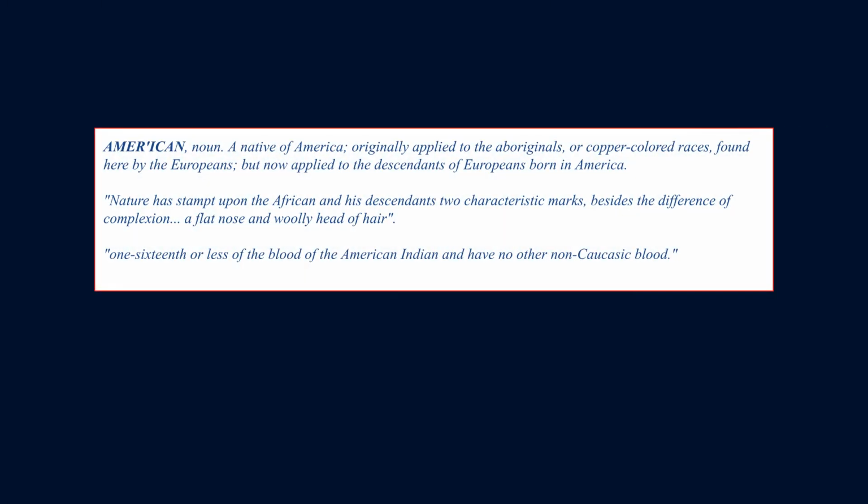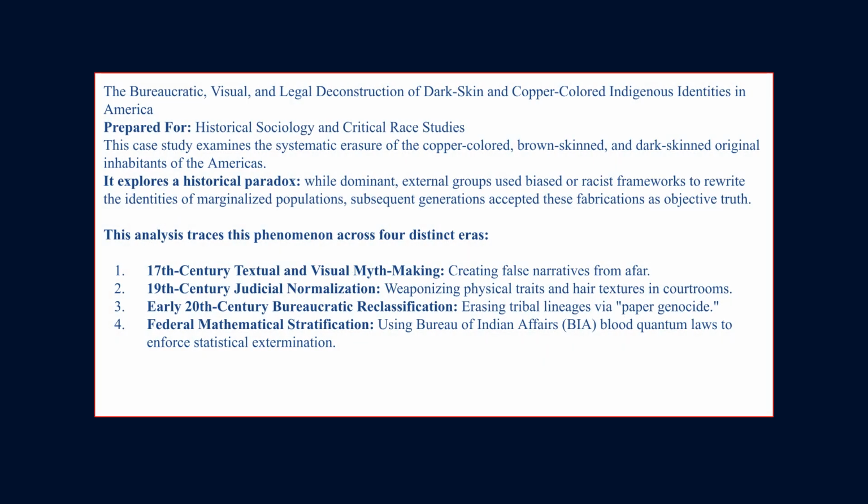This slide highlights historical definitions and racialized descriptions that were used to categorize different populations, illustrating the biases embedded in the historical record. This case study examines 4 distinct eras of identity erasure: 17th century myth-making, 19th century judicial normalization, early 20th century bureaucratic reclassification, and federal mathematical stratification.